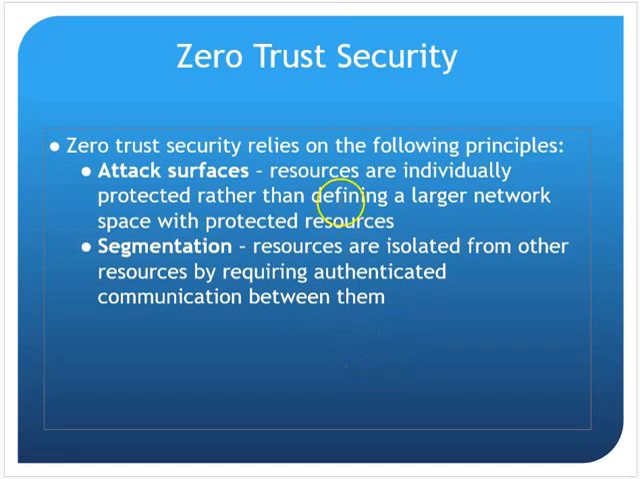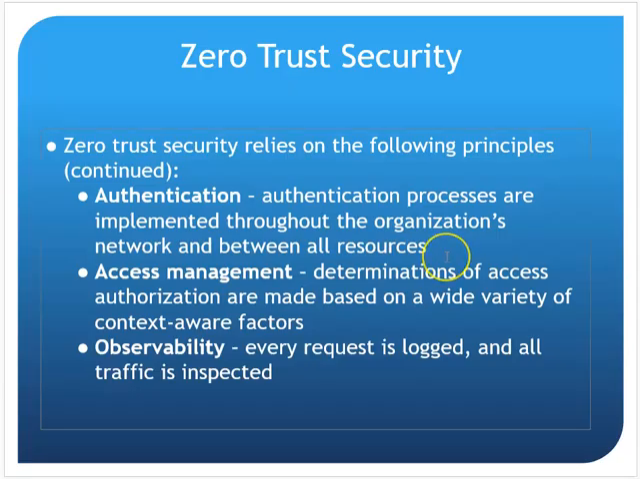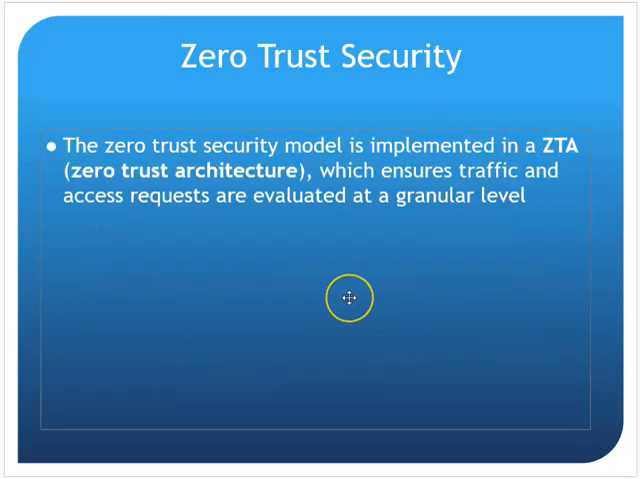This relies on the following principles. Attack surfaces: resources are individually protected rather than defined as a larger group. Resources are isolated from other resources by requiring authenticated communication between them. Authentication processes are implemented throughout the organization and even between network resources. Access management: determinations of access and authorization are made based on a wide variety of context. And observability: every request is logged and all traffic is inspected. So everything's going to be double-checked and authenticated as it moves about.